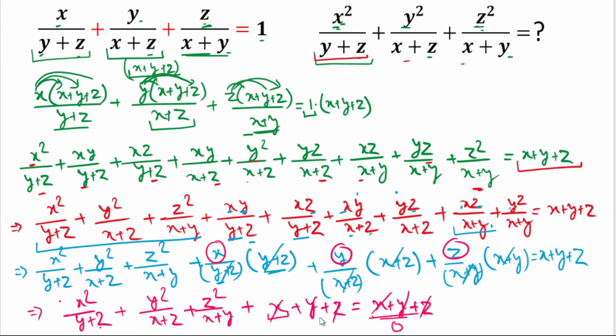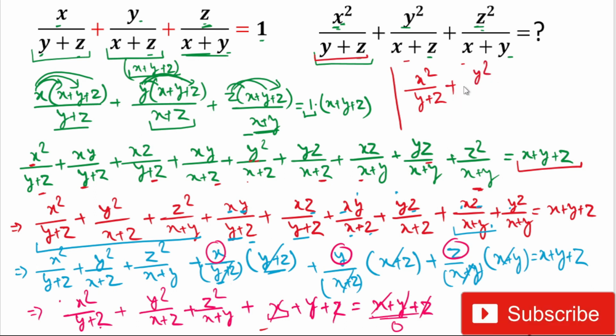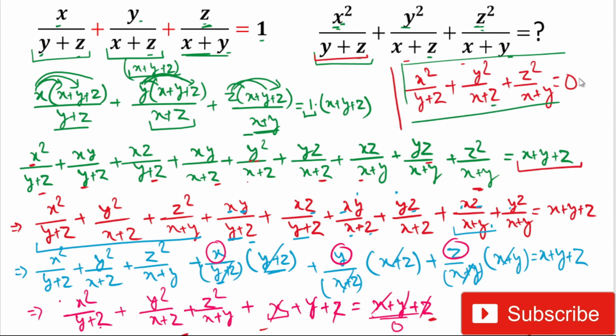So likewise we'll write the value over here, that is x square over y plus z plus y square over x plus z and z square over x plus y, that is equal to, in the right hand side we have 0. So here we have calculated the value of x square over y plus z, y square over x plus z and z square over x plus y, that is equal to 0.